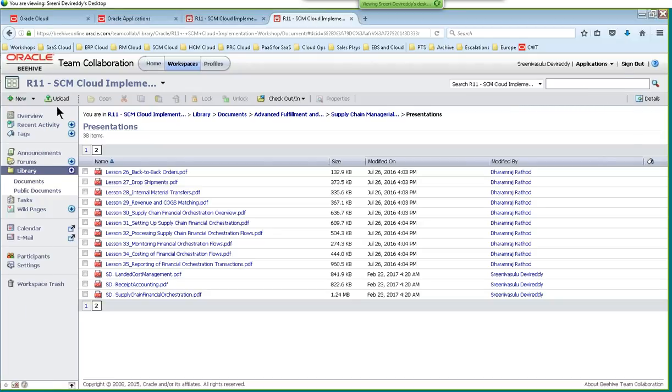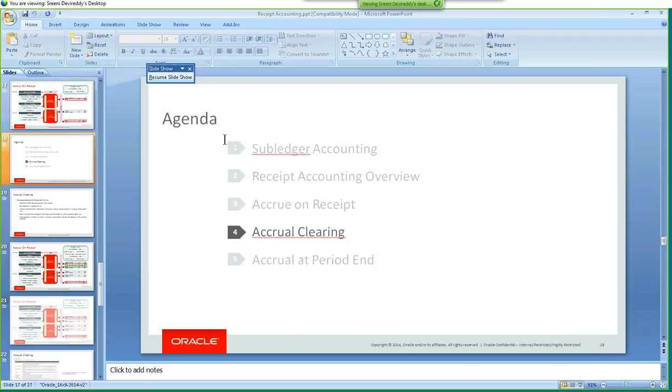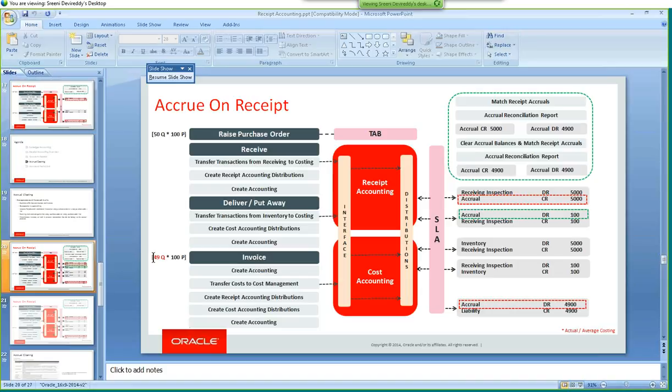All right, let's move on and do the demo. This is one we'll try to attempt. Not this one. We'll attempt the one where we have a difference. These are exactly the steps that I'm going to follow. I'm going to create a purchase order, receive it, deliver it, and invoice it, and then we'll see the various steps by running the programs.